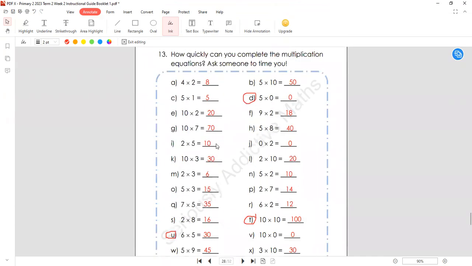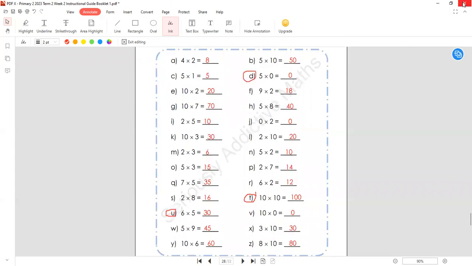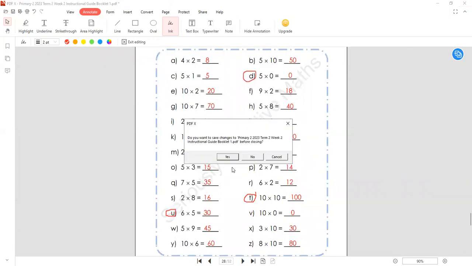Then I leave this to you. You might want to do some speed testing, randomly testing them. So they don't really need to work it out in this booklet, but can just give you the answer when you tell them, okay, what's 6 times 2? What is 6 times 5? That's it for this booklet. Let's move on to the next one.